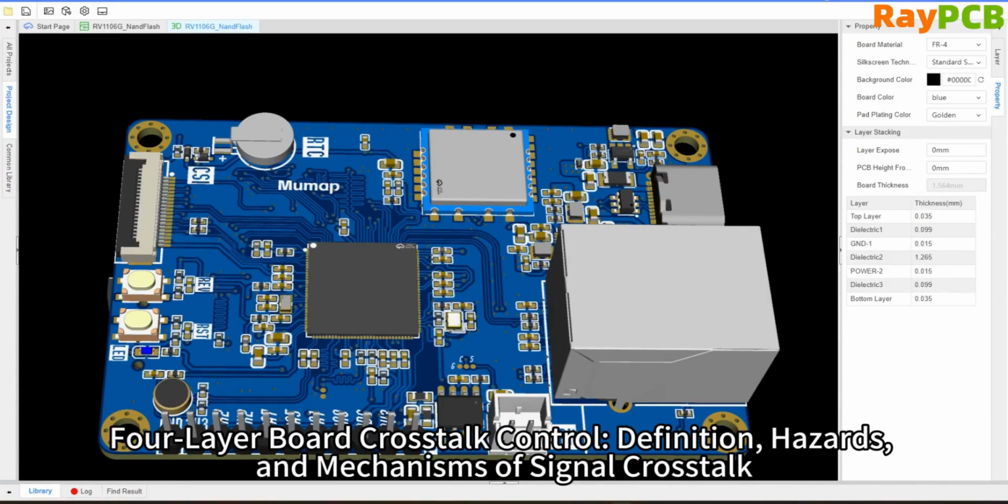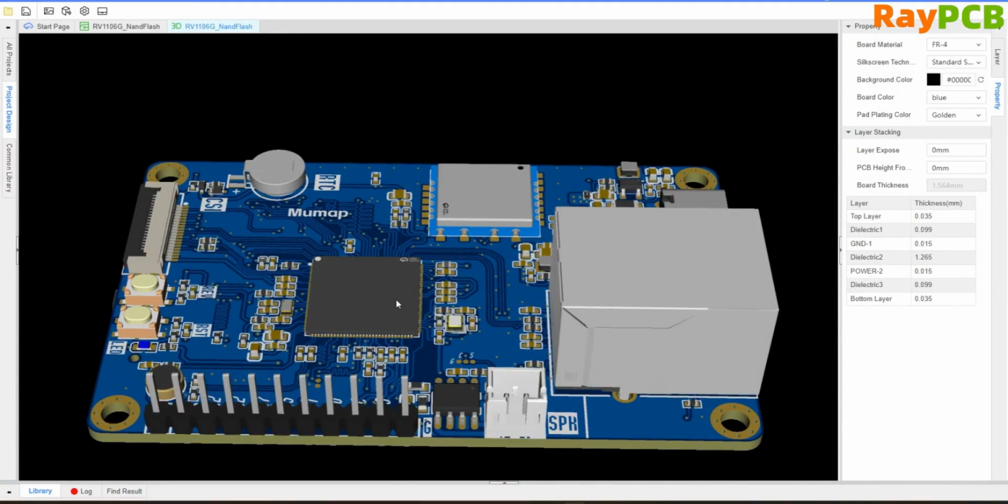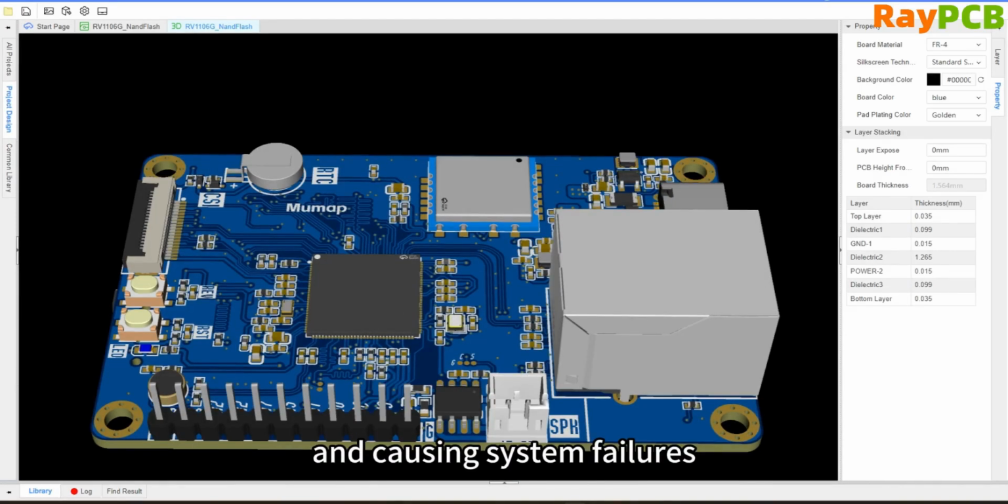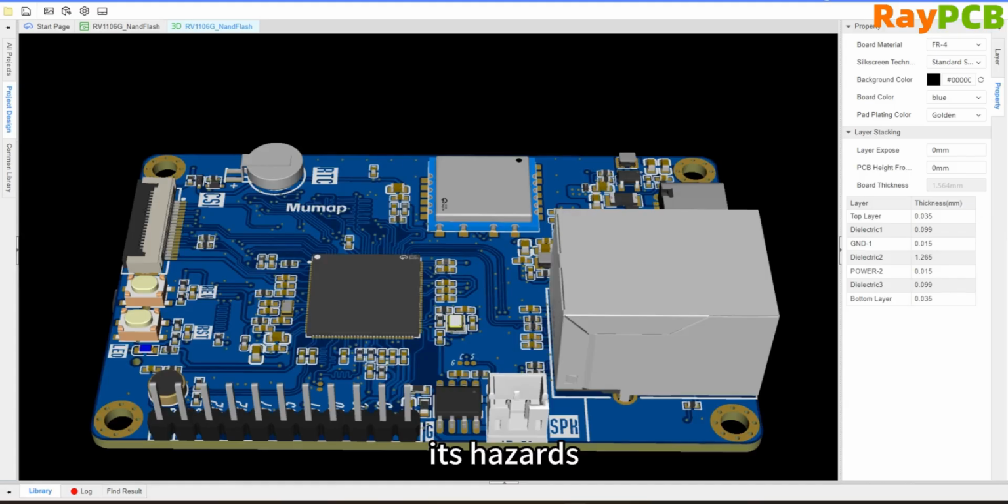Today our topic is crosstalk control in four-layer PCBs, the definition, hazards and mechanisms of signal crosstalk. In the intricate world of high-speed PCB design, we frequently encounter a particularly tricky and pervasive problem, signal crosstalk. It exists much like an elusive ghost, silently and insidiously affecting the overall signal quality and often leading to significant system failures. Today, we will thoroughly delve into the precise definition of signal crosstalk, explore its various detrimental hazards, and meticulously examine exactly how this phenomenon is generated within the complex layers of a printed circuit board.